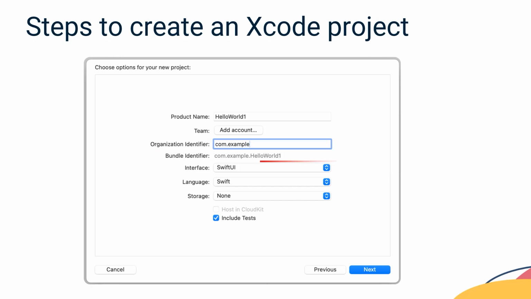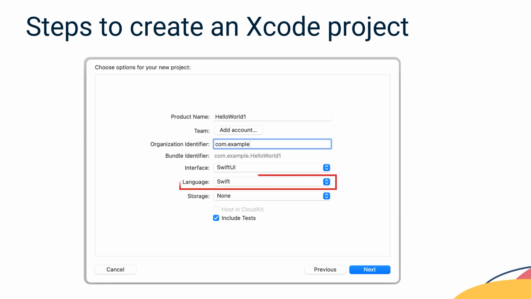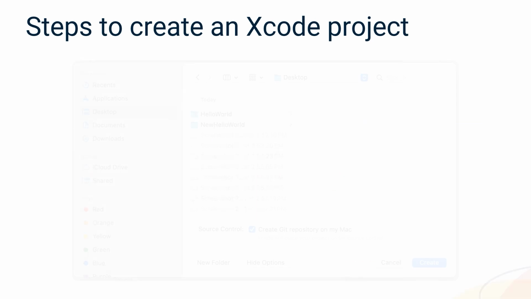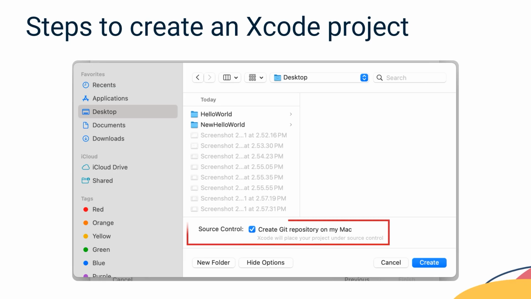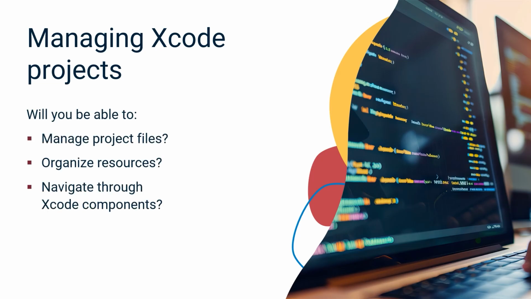Next, select the user interface, SwiftUI or Storyboard. Note that selecting the SwiftUI interface will enable you to develop across multiple platforms and preview your layout interactively. Select the language, Swift, and then select Next. Finally, select the location to save your project and select Create. With your project created, it's time to manage project files, organize resources, and navigate the different components.